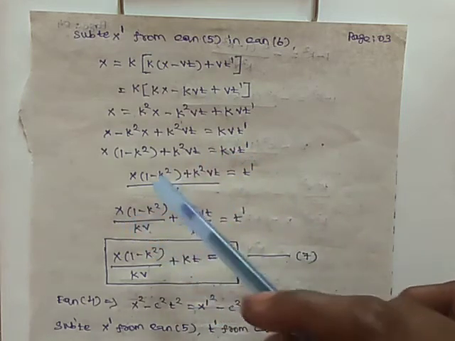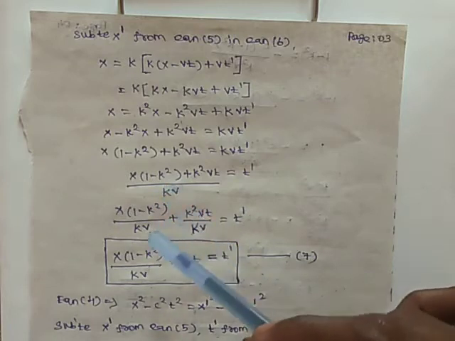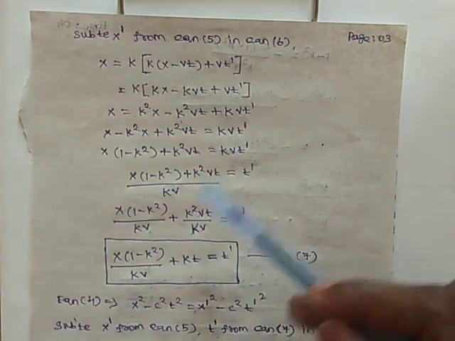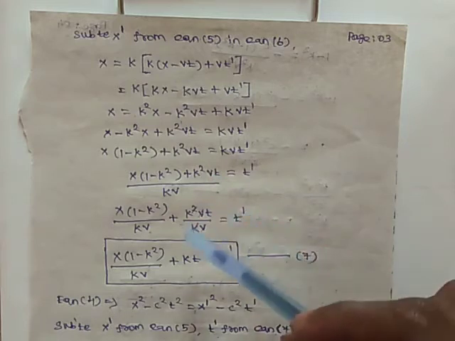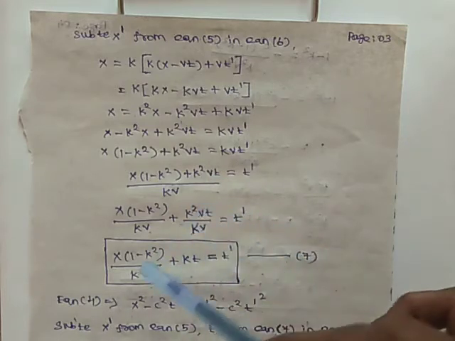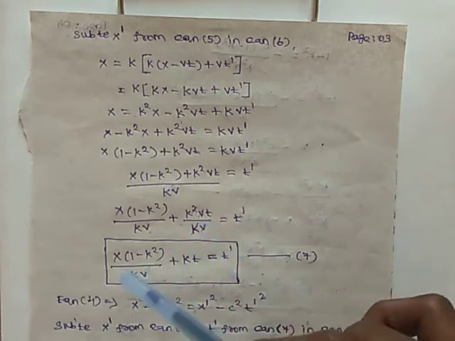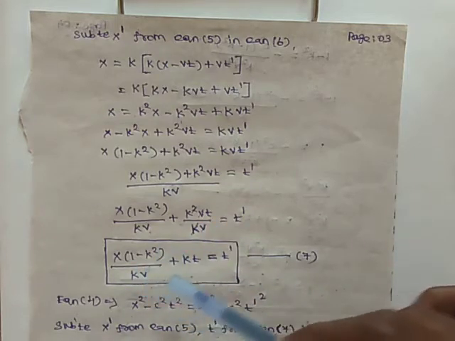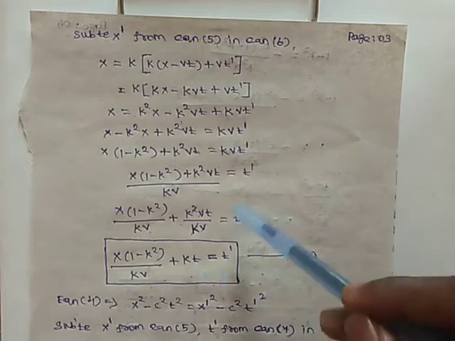So x, separate these terms. So x into 1 minus k square by kv plus k square vt by kv is equal to t prime. Here k gets cancelled and v gets cancelled. So this yields x into 1 minus k square by kv plus kt is equal to t prime.